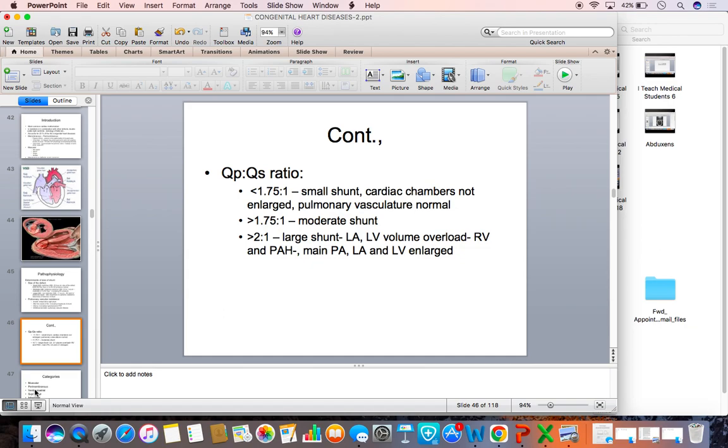There is volume overload of the left atrium and left ventricle, and increasing pulmonary arterial hypertension. And there is enlargement of the pulmonary artery, left atrium, and left ventricle.